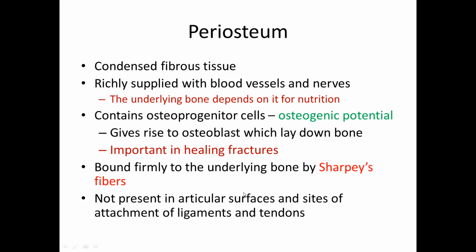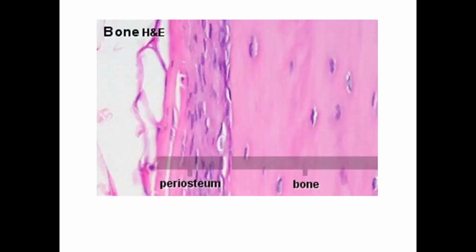The periosteum is bound firmly to the underlying bone by what are called Sharpey's fibers. Periosteum is not present in articular surfaces and sites where you get attachment of ligaments and tendons. Here you see an H&E section. This is the bone with the bone cells and matrix, and these are the fibers of the periosteum. So they are made out of collagen fibers, osteoprogenitor cells, blood vessels, and nerve fibers.